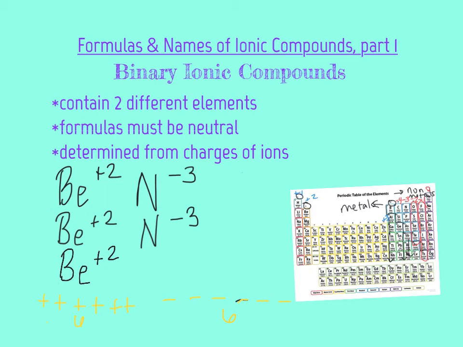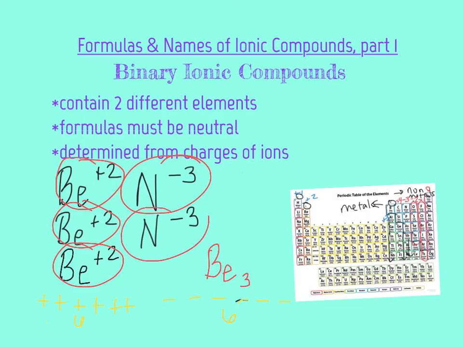Now all I'm going to do is count up how many of each of the ions I have. So let's start with beryllium. I'm going to write beryllium. I have 1 beryllium ion, 2 beryllium ions, 3. So I am going to put a 3 as my subscript. That's just telling me how many. And then I'm going to count up my nitrogen ions, which I have 1, 2. So I'm going to put N, and then I'm going to put 2 down here. So this ends up being your formula.